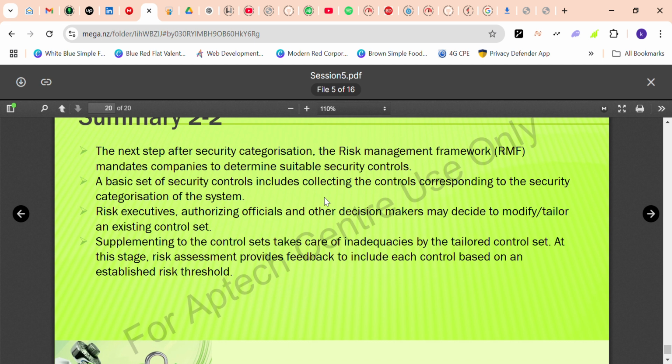And we also talked about the risk executive, authorizing officials and other decision makers, who may decide to modify or tailor an existing control set. And we also have supplementing the control set, which takes care of inadequacy in the tailored control set. At this stage, risk assessment provides feedback to include each control based on an established risk threshold. These are the summary of today's class.